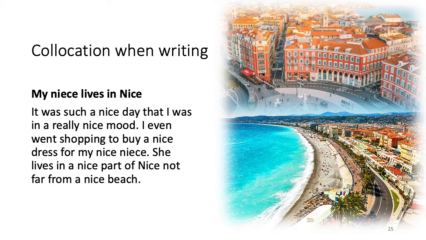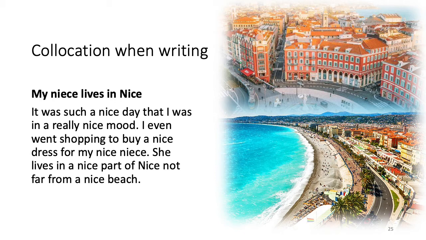Another thing we can do with collocations is we can learn more vocabulary and we can choose better vocabulary. As you can see in this text, not very impressive choices have been made. My niece lives in Nice. It was such a nice day that I was in a really nice mood. I even went shopping to buy a nice dress for my nice niece. She lives in a nice part of Nice, not far from a nice beach. So obviously that's a dummy text.